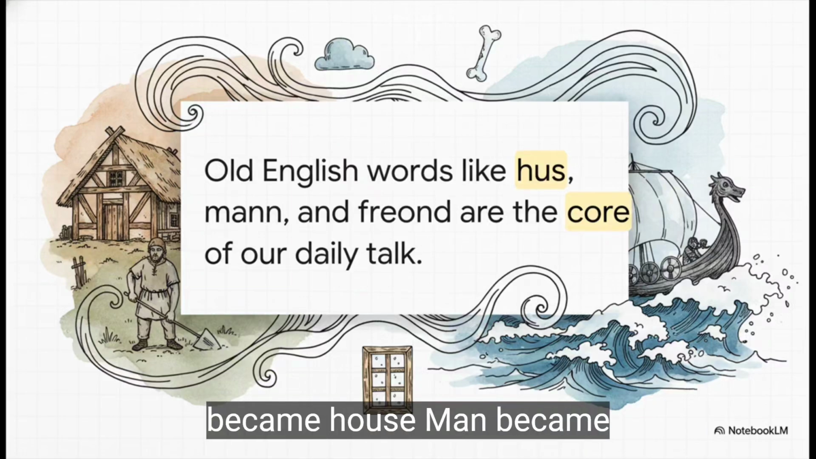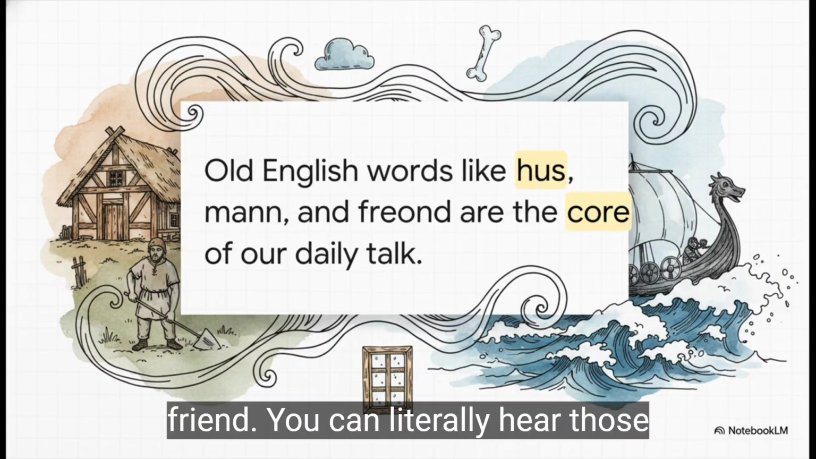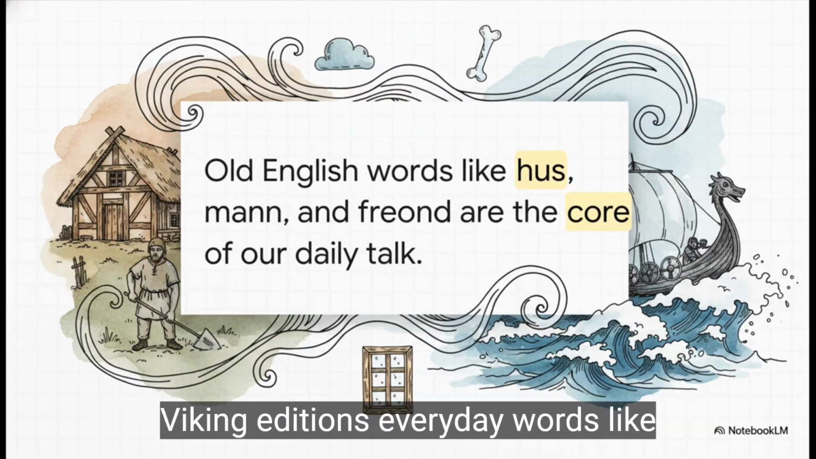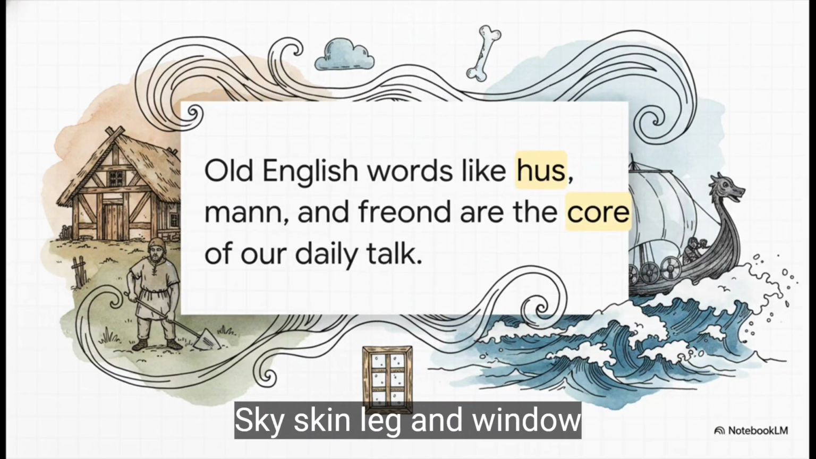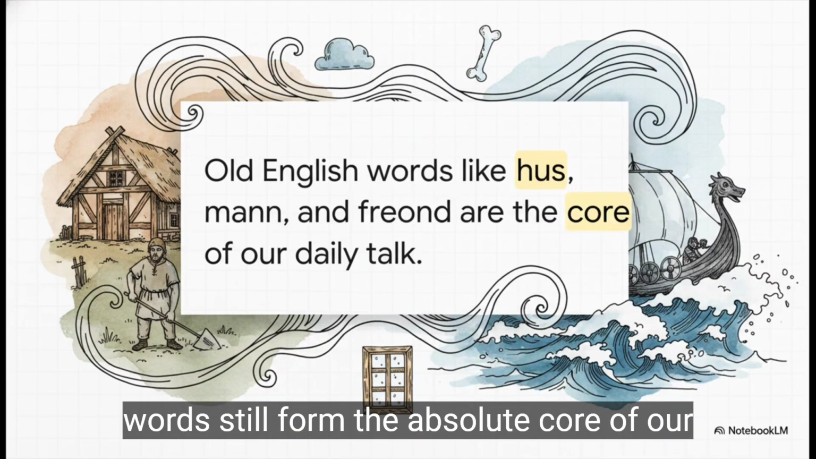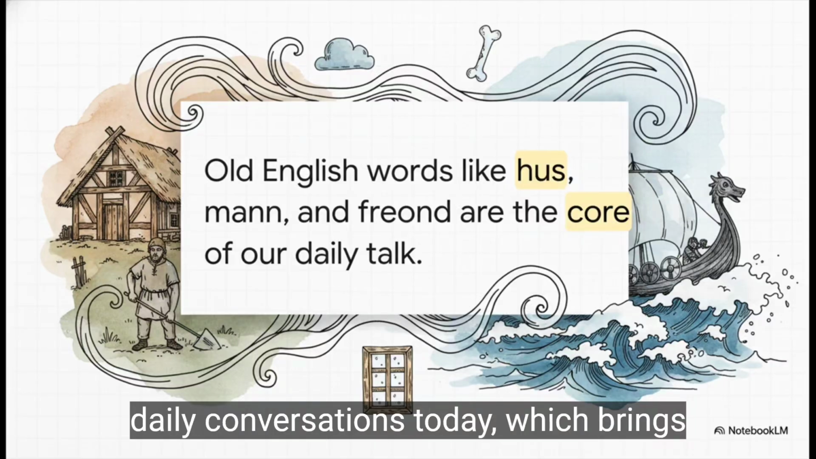This brilliantly illustrates the simple, powerful bones of Old English. Hus became house, man became man, and friend became friend. You can literally hear those ancient voices, right? And when you throw in the Viking additions, everyday words like sky, skin, leg, and window, you start to realize that these ancient, rugged words still form the absolute core of our daily conversations today.